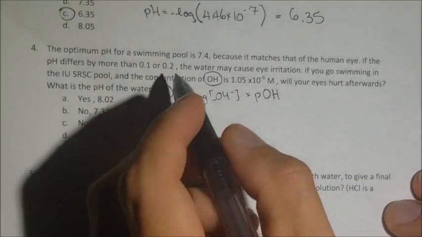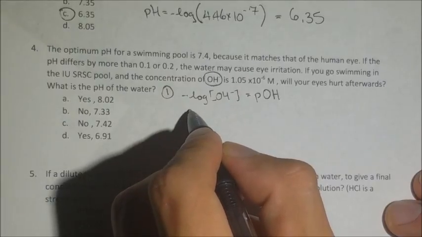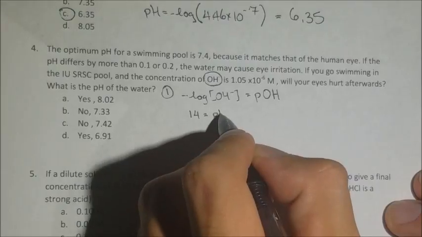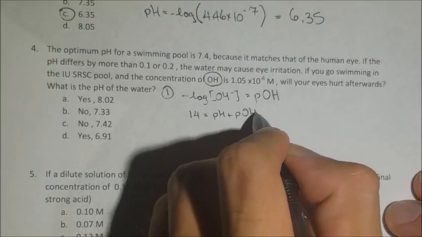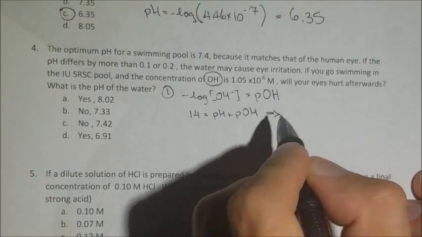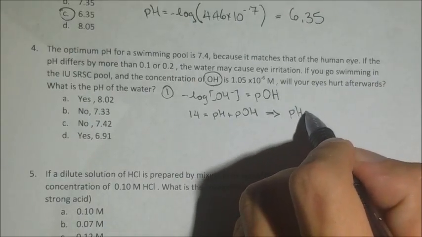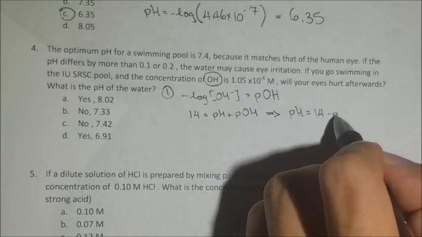All right, so then the next thing we would do is we would say, okay, well, from this equation, 14 is pH plus pOH. Okay, we can solve for the pH. So pH now equals 14 minus pOH.